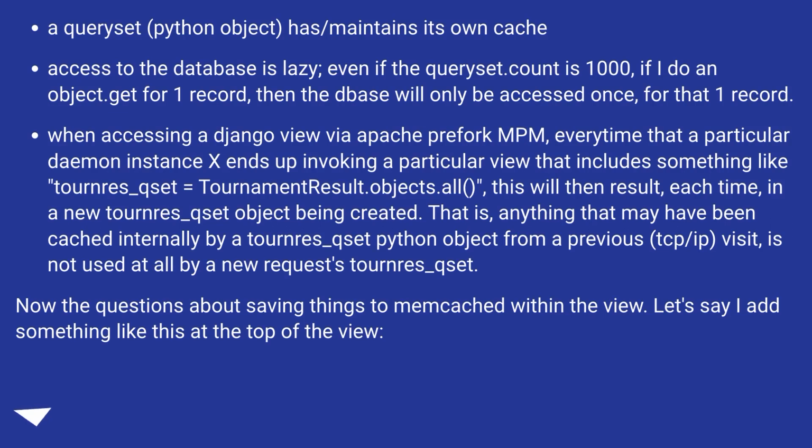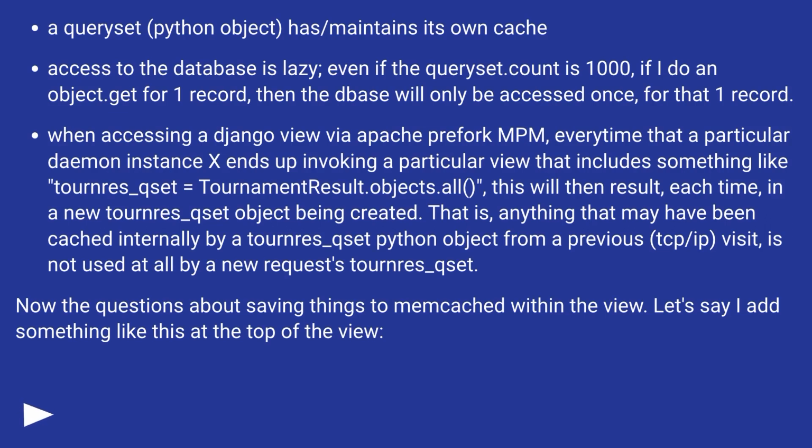A query set, a Python object, maintains its own cache. Access to the database is lazy, even if the query set count is 1000. If I do an object.get for one record, then the database will only be accessed once, for that one record.